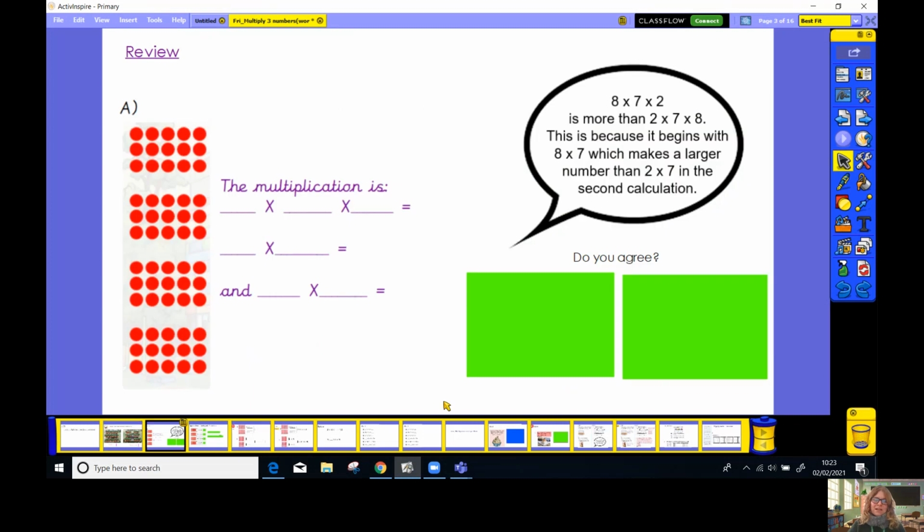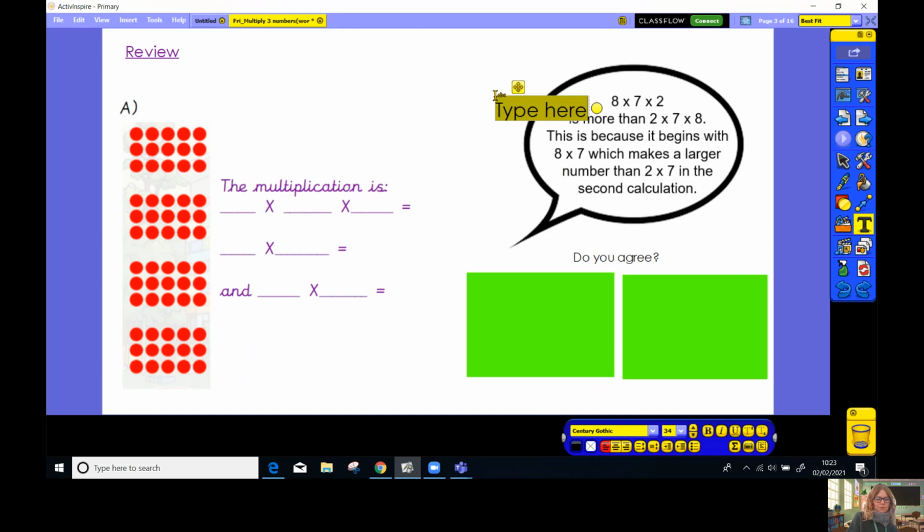Let's remind ourselves. Now, yesterday we were looking at how to multiply 3 numbers together. We're going to be reviewing that today. So I'd like us to pause the video here and have a look at these 2 questions. You might want to do just review A, or you might want to have a go at this one as well. We'll call this one review B.